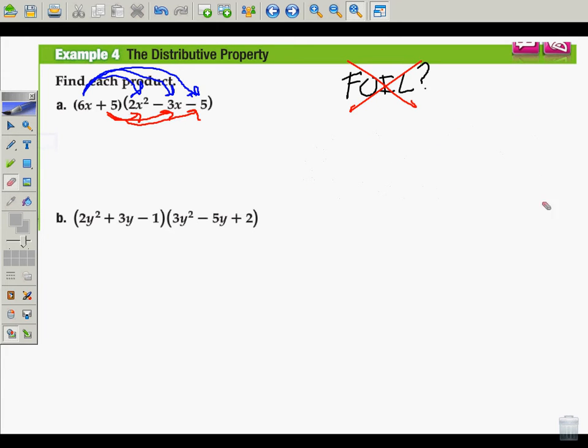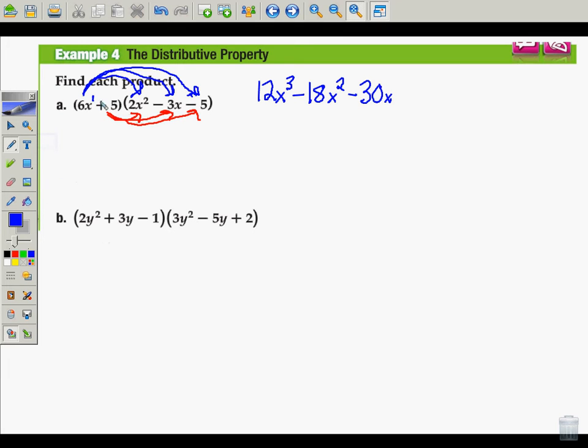So now, when I actually go through and do this, 6x times 2x squared is going to give me 12x to the third power, because remember, this is 6x to the first. X to the first times x to the second, you add exponents. Then I get 6x times negative 3x. That's going to give me negative 18x squared. Then I have positive 6x times negative 5 gives me negative 30x. I just multiplied 6x by each part of the trinomial, or the second piece.